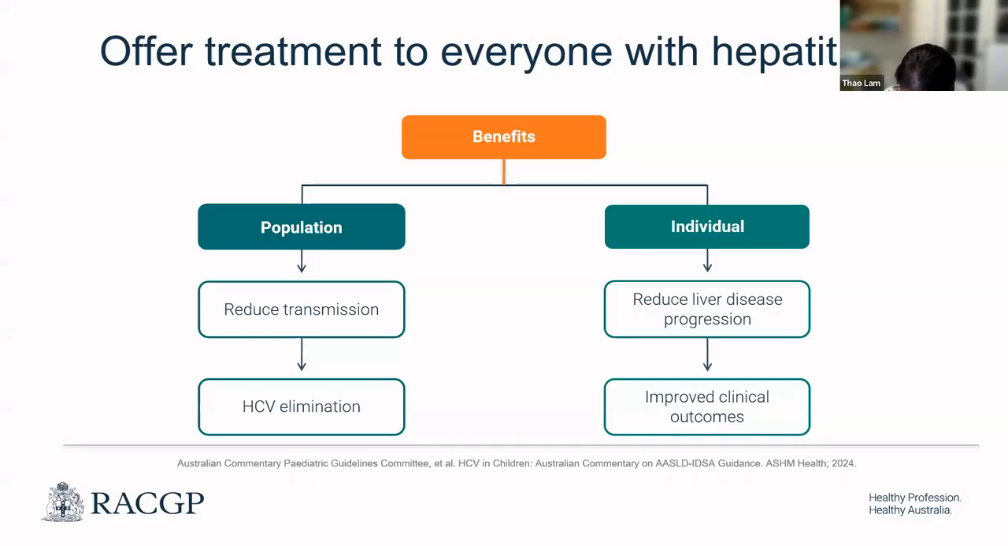This means that you can treat people with acute hepatitis C, which is recommended for people with risk factors for hepatitis transmission. So from a population point of view, the more people you cure of hep C, the lower the transmission rate, and we can work towards eliminating hep C. Next slide, please.